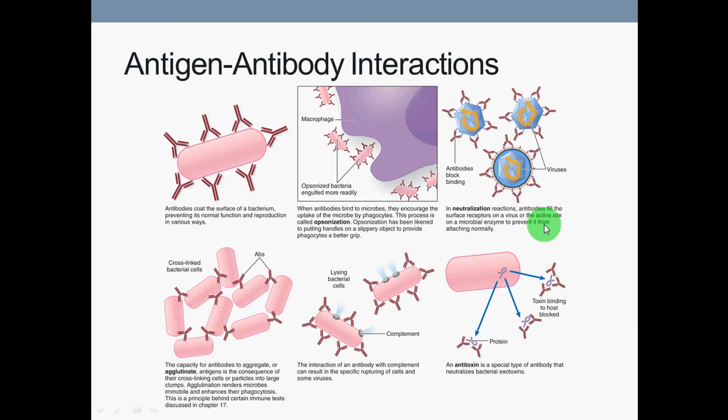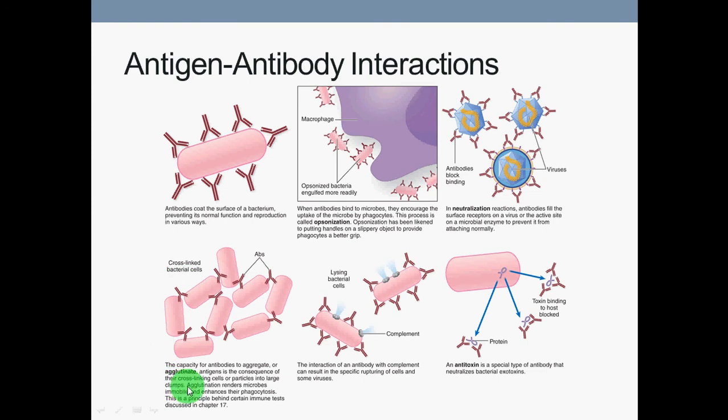Neutralization generally happens when we're talking about viruses. In neutralization, antibodies again bind to the surface, but this time they're binding to the surface of viruses. Binding to the surface of the viruses then blocks those receptors, those spikes on the surface of the virus, from being able to attach to host cells, and it prevents them from getting inside of the host cells and infecting them. So it effectively neutralizes the viruses. It prevents them from being able to get in and cause an infection.